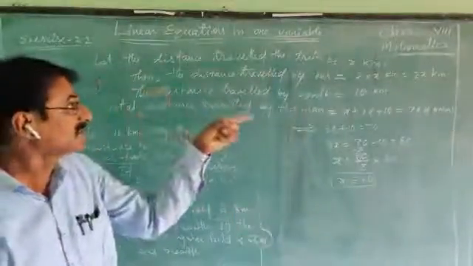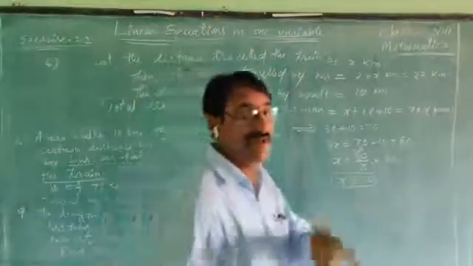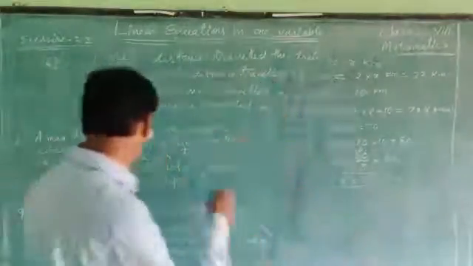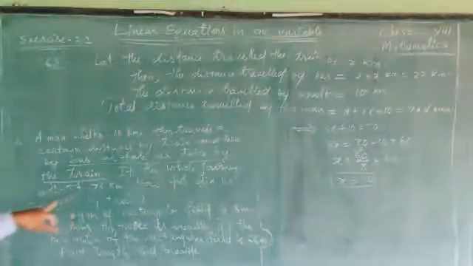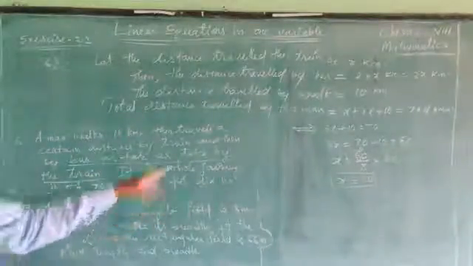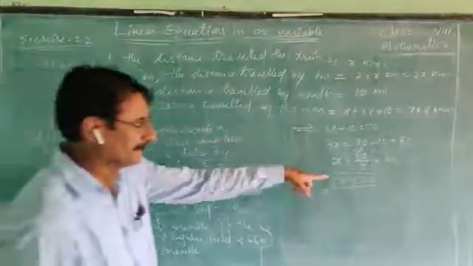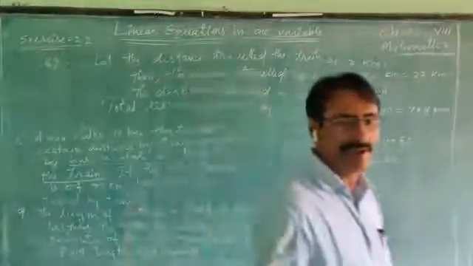X is the distance traveled by train. Here you observe, coming to the question: how far did he travel by train? 20 kilometers by train.